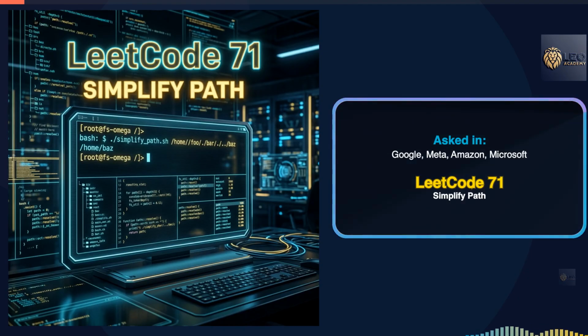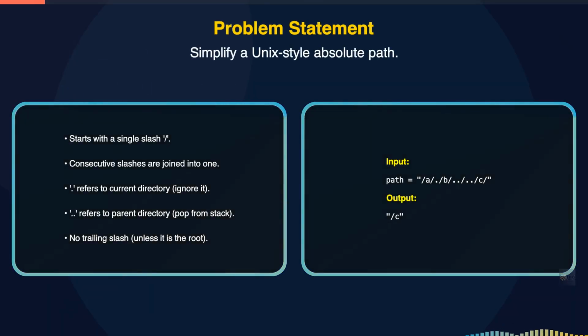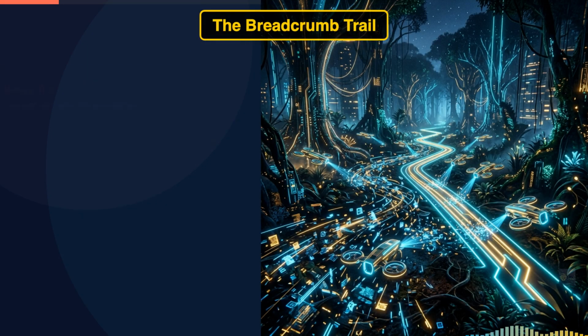This is an essential problem for understanding stacks and file system logic. The problem asks us to take a messy Unix-style path and simplify it to its canonical form. Think of it like cleaning up a messy trail of breadcrumbs.